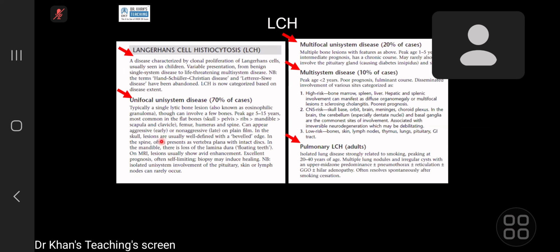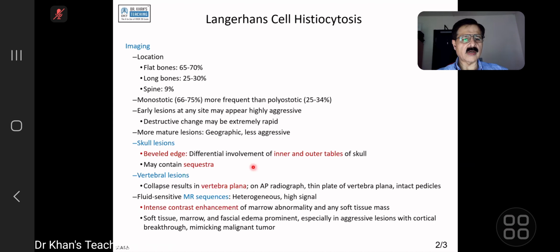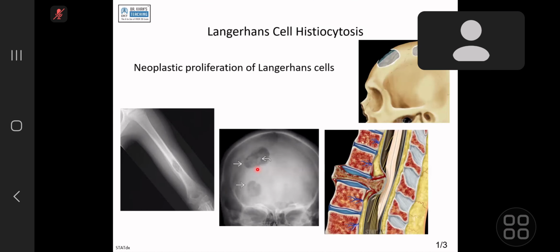Now, in the skull, lesions are usually well defined with a beveled edge. And this is a classical exam case, beveled edge, where the examiner is going to grill you. You know, there is a lytic lesion, and why is it Langerhans histiocytosis? Vertebra plana is another one. In the mandible, there is loss of lamina dura, which I show in head and neck, not today. And in MR of the brain, for example, there can be enhancement of the dura, etc., which can go into the skull.